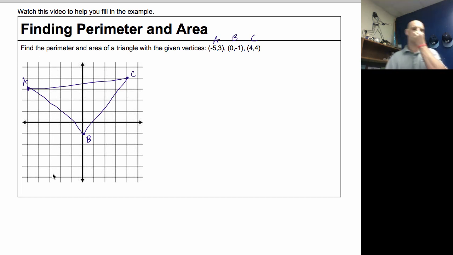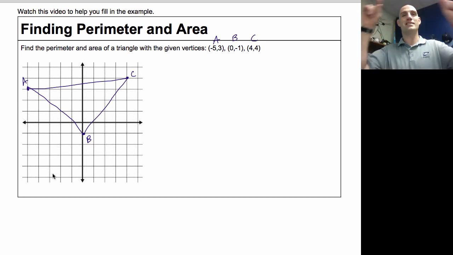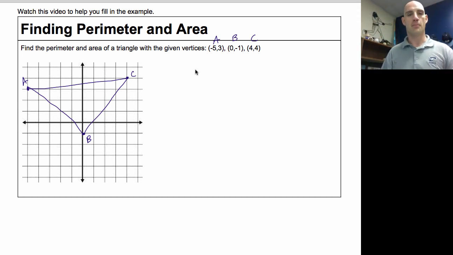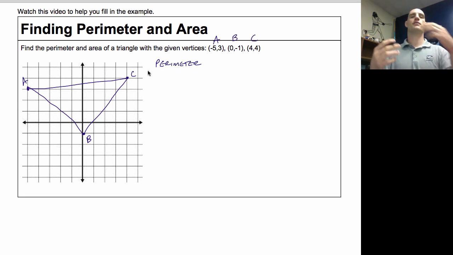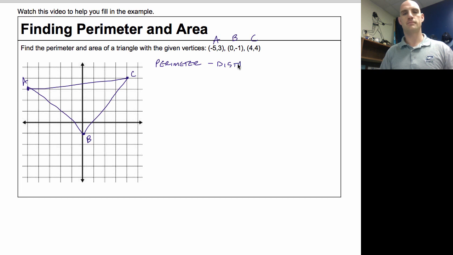Okay, so that's a triangle. Perimeter and area. Hopefully you remember from geometry and other studies that perimeter is the distance around the outside. So perimeter and area are going to be two different things. So perimeter is the distance around.